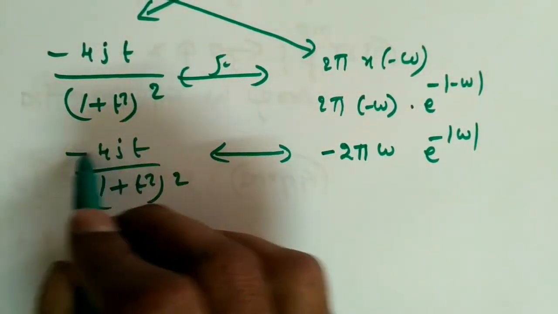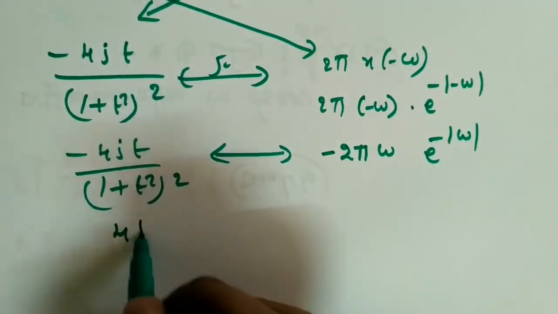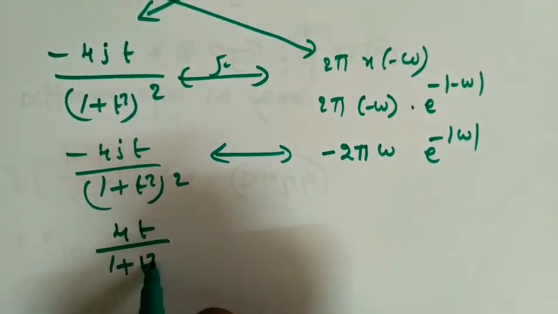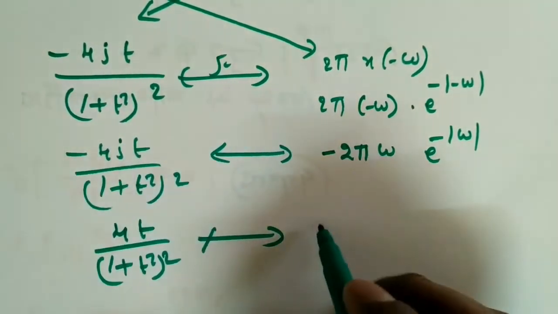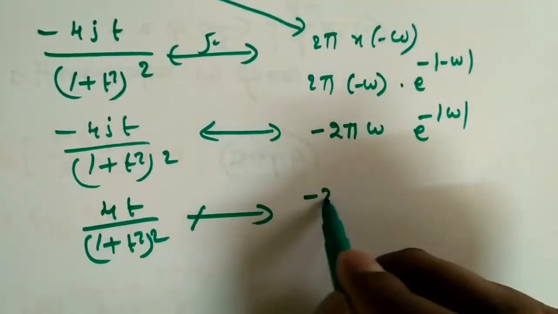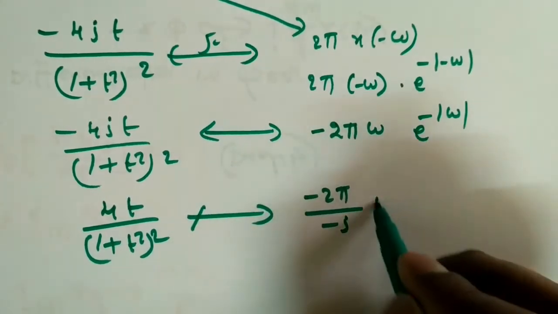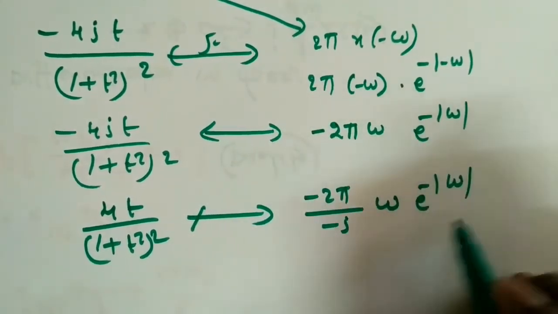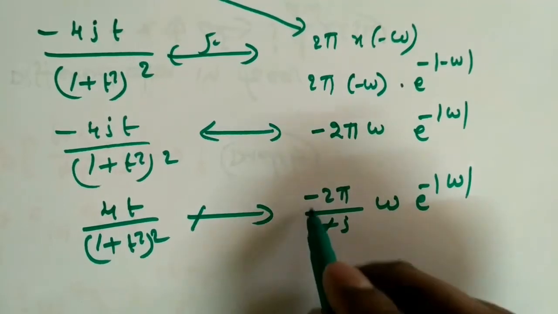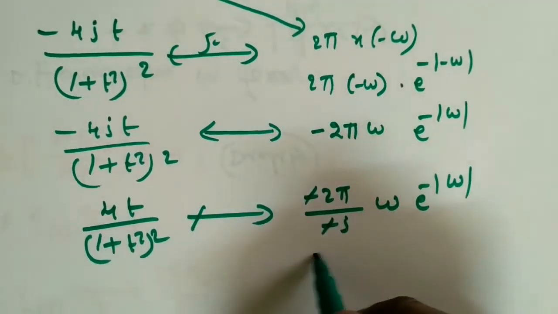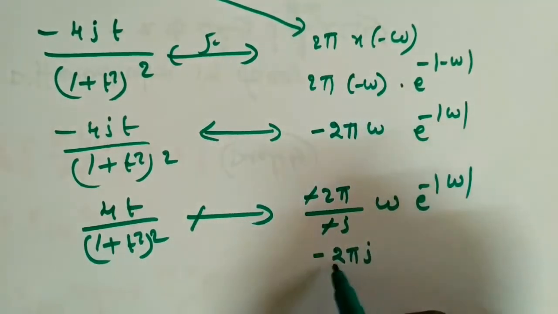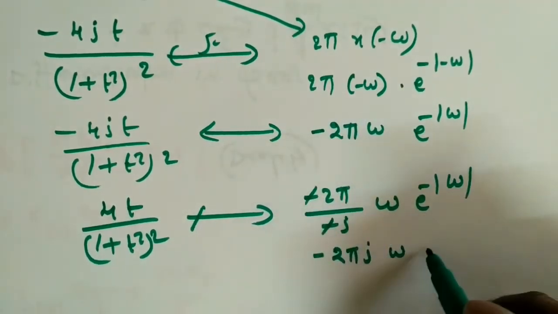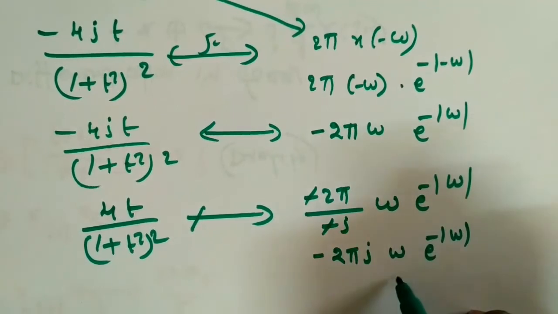See, I don't need minus j here, right? So 4t by (1 plus t square) whole square. So this minus j, if I multiply minus 2 pi by minus j into omega e power minus mod omega, minus minus cancel. So it will become minus 2 pi j. If j is going up, it will become minus 2 pi j into omega e power minus mod omega, right?